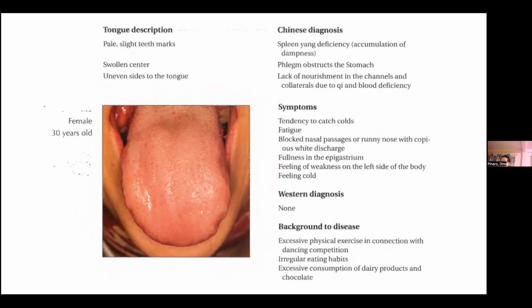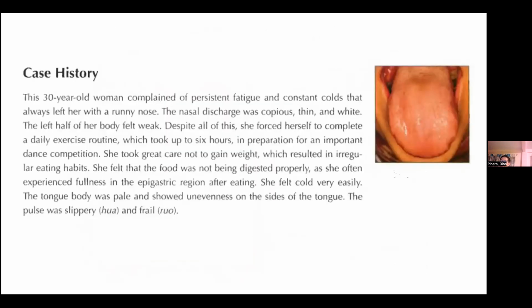Sa background to disease, there is excessive physical exercise in connection with dancing competition. There's also irregular eating habits, excessive consumption of dairy products, and chocolate. Okay? So we have a case history.